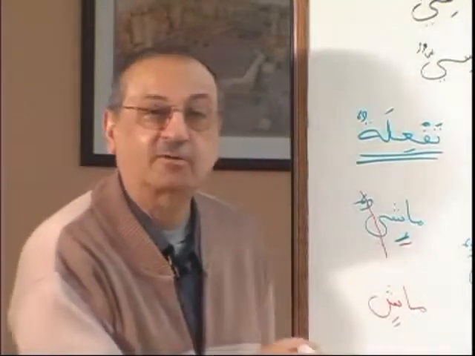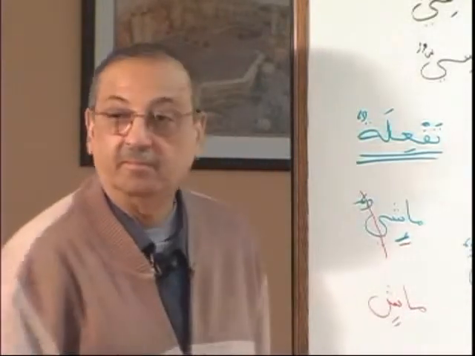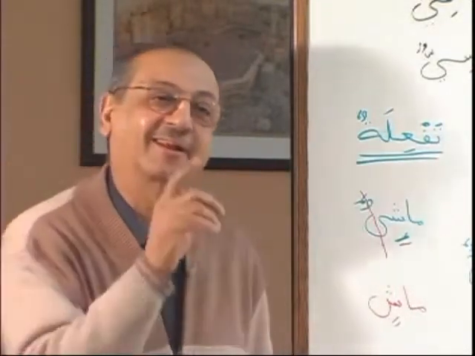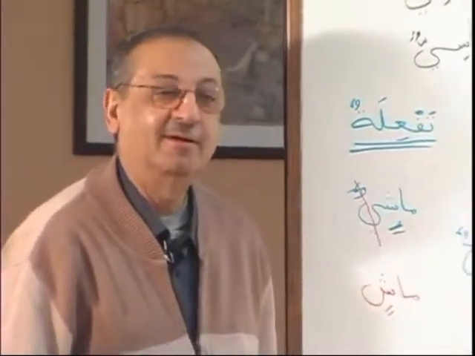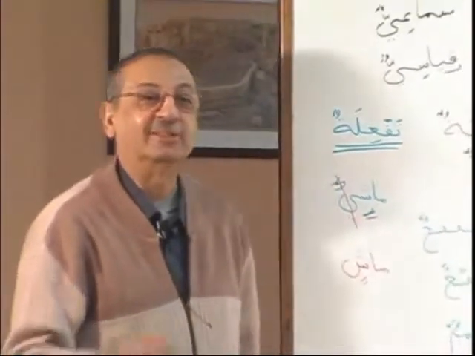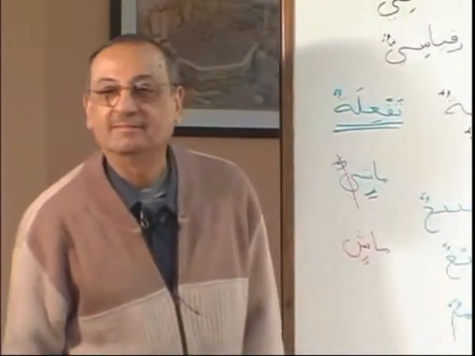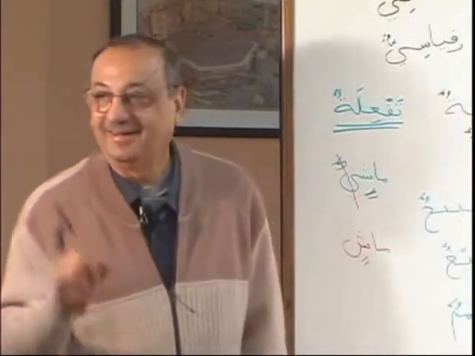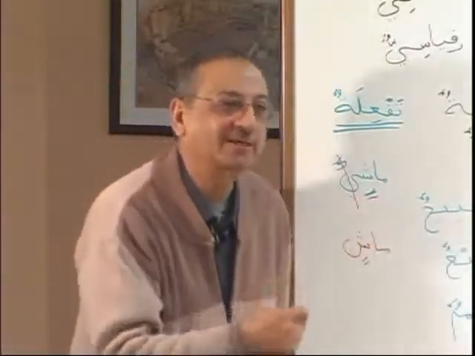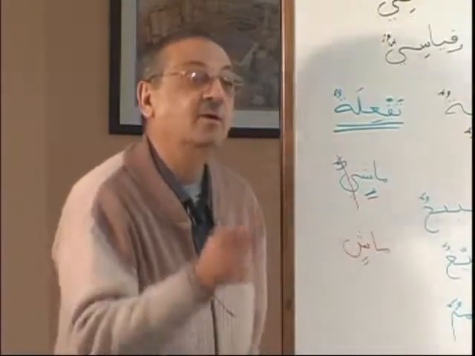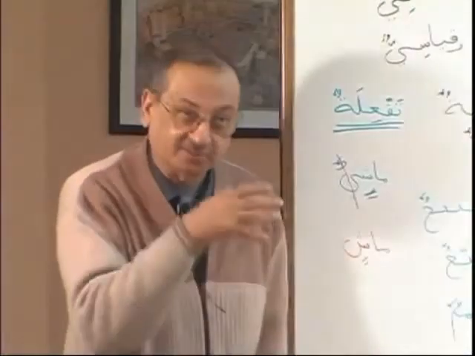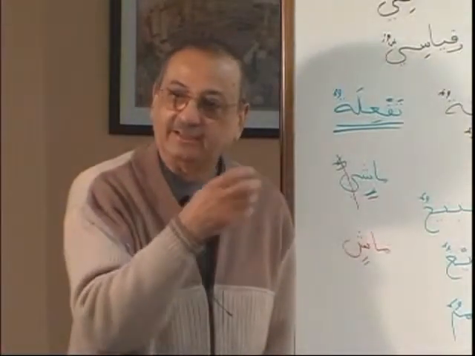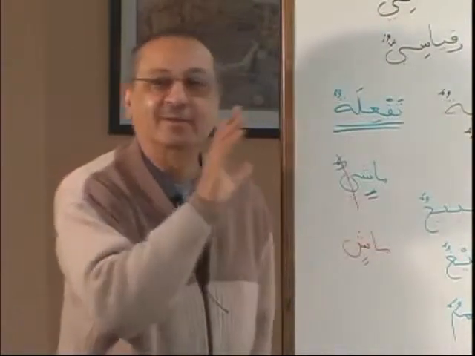And now this is what we are going to study in detail later on. It is marfu. Okay. How do I say it in English? It is marfu. And what is the sign of its being marfu? There is an estimated dhamma. Where is that estimated dhamma? On the ya that was dropped. No, here in this particular case, you will say ya. I will tell you now. This is in English: it is marfu by a dhamma, muqaddara, an estimated dhamma, on the ya which has been dropped.